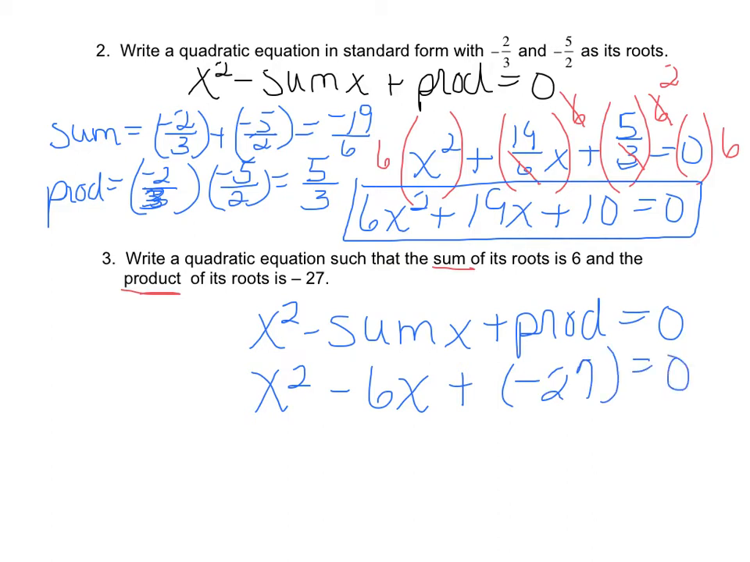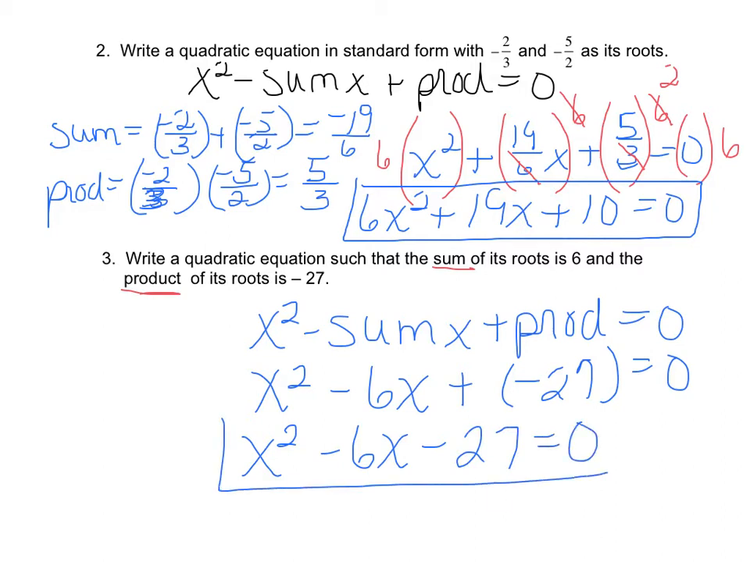equals 0. So let's neaten that up again because we have a plus negative there. So it's going to be x squared minus 6x minus 27 equals 0. And there's my quadratic equation.